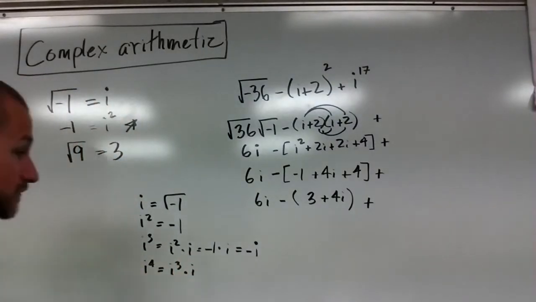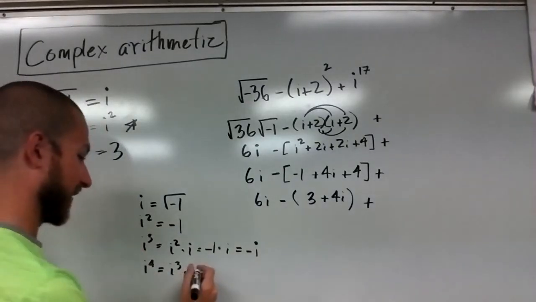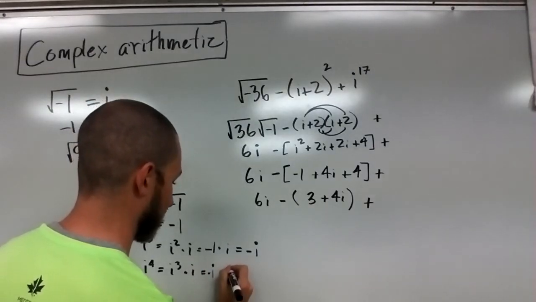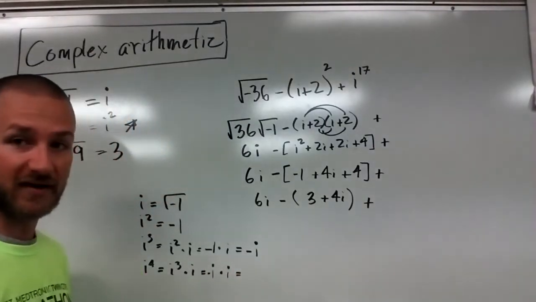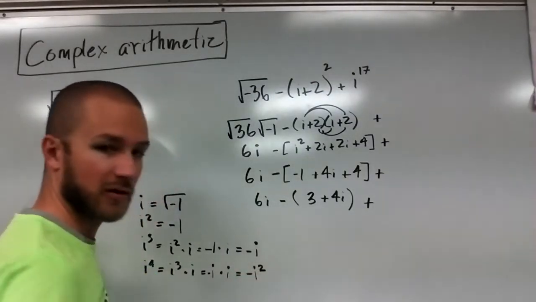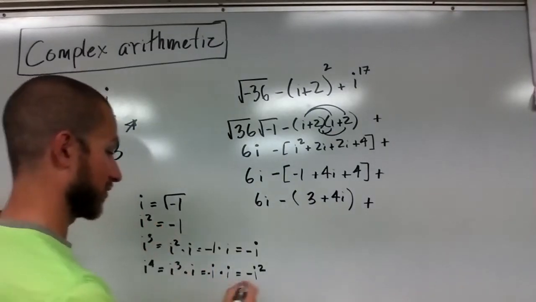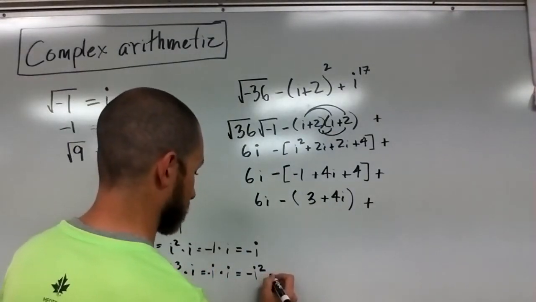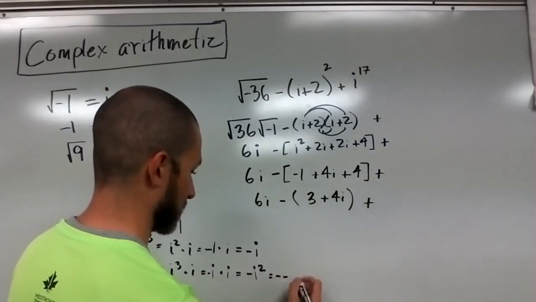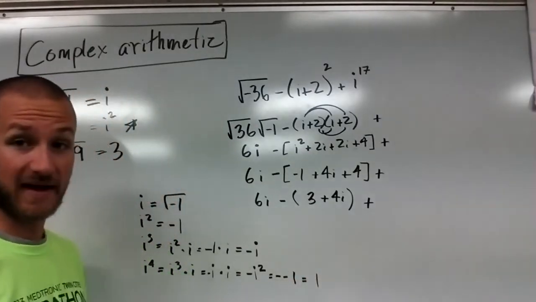Alright, now i cubed we figured out right here. i cubed is negative i. So that's a negative i times an i. Negative i times i gives me a negative i squared. I know what i squared is. i squared is negative 1. So I get a negative negative 1, which gives me just a positive 1.